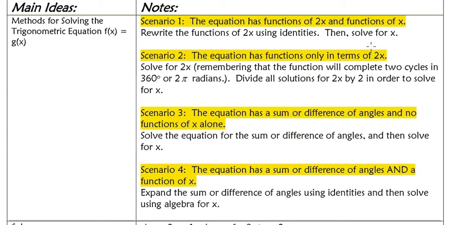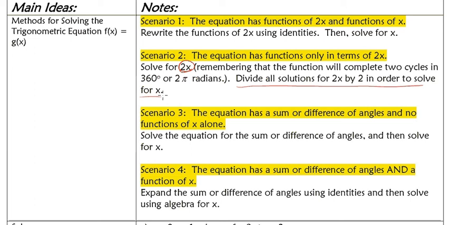Scenario two, we'll have equations that are only in terms of 2x. When you're doing that, you could convert them all over to x, but probably it'll be easier to solve for 2x. Solve for 2x. And then once you get down to the end, remember that your solutions for x themselves are half of that, so you're going to divide everything by 2.